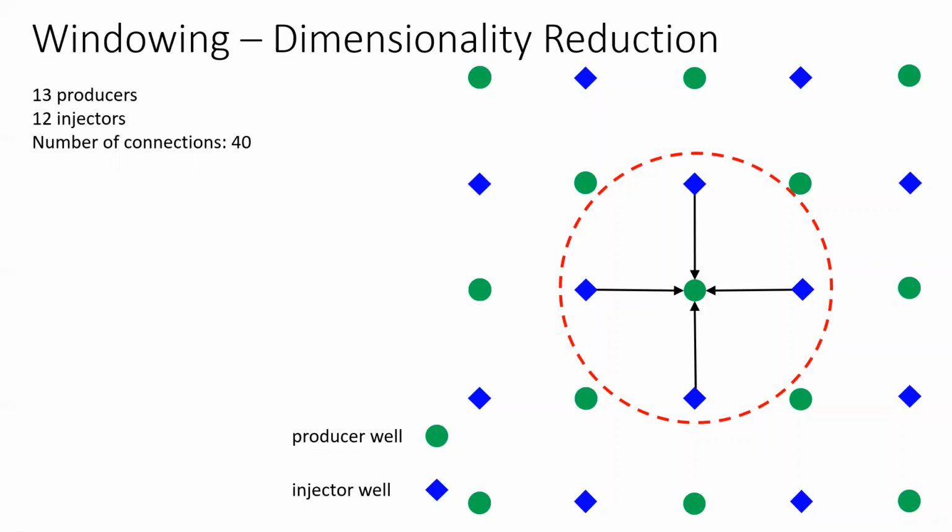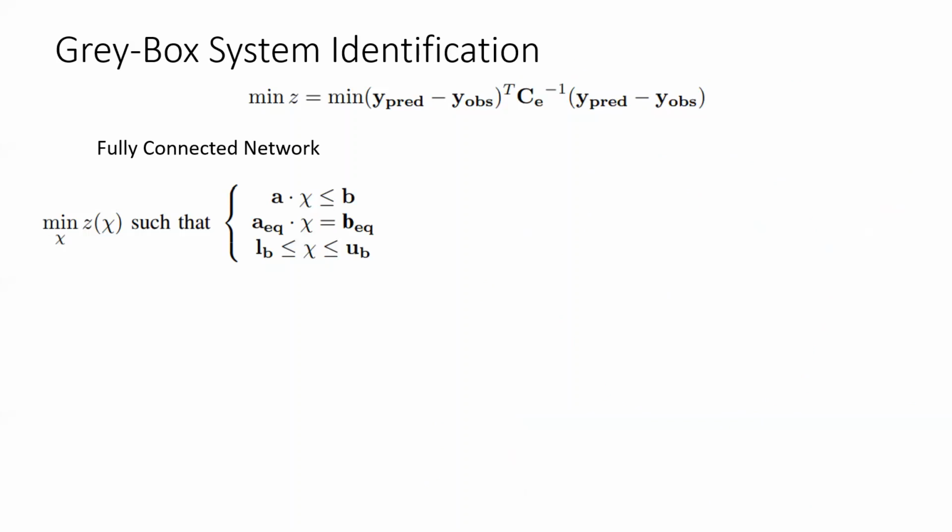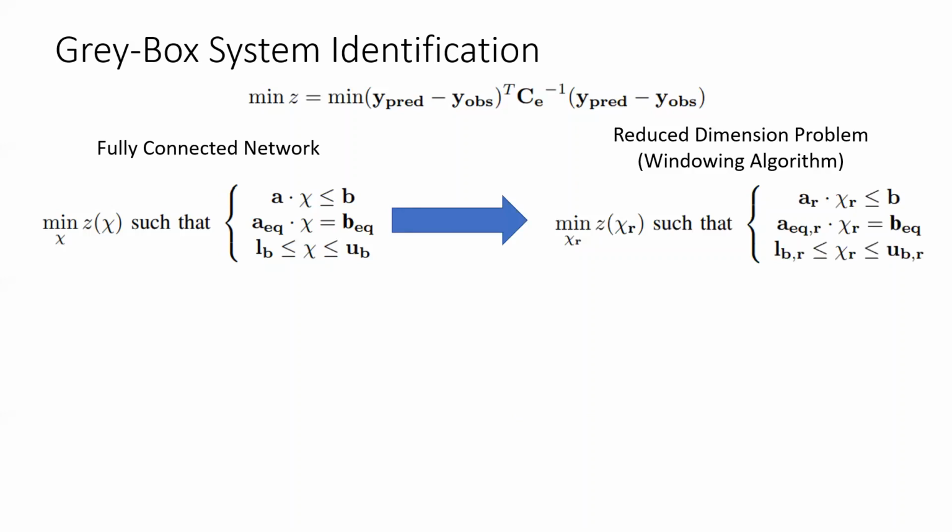So this results in a much reduced number of parameters to be estimated through the gray box systems identification algorithm, and is a type of regularization for our models. As shown here, the gray box systems identification consists of a nonlinear least squares problem with inequality, equality, and box constraints. While this represents the problem for a fully connected network, the windowing algorithm reduces the dimension by generating a reduced form for the matrices and vectors shown here.